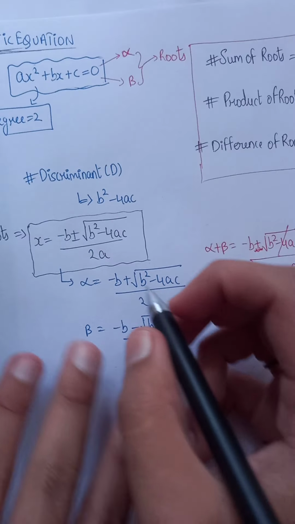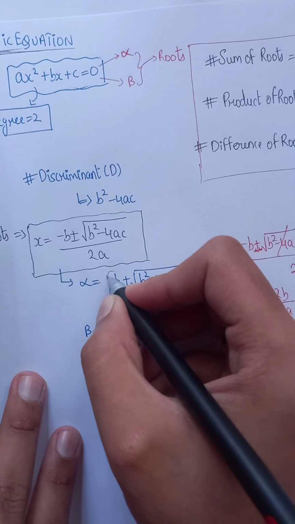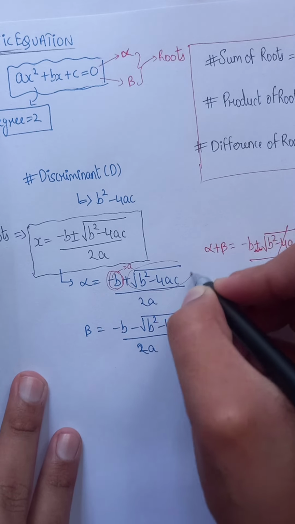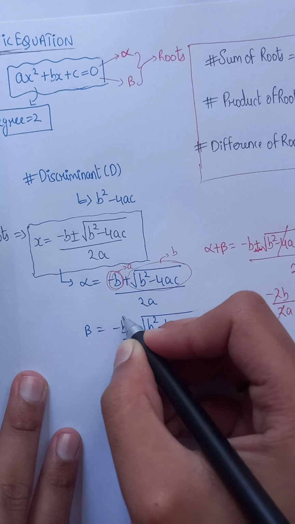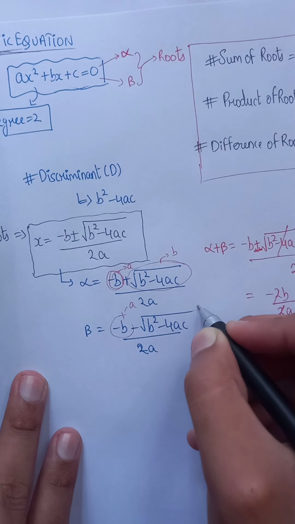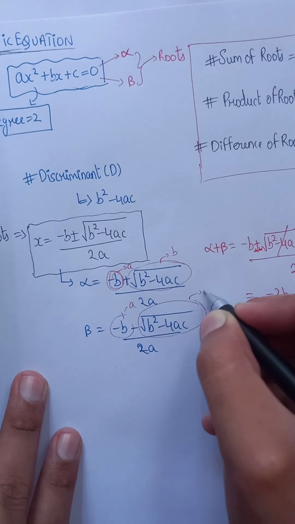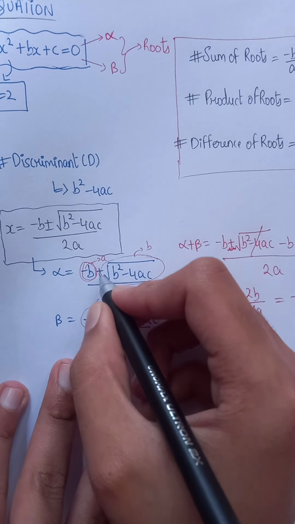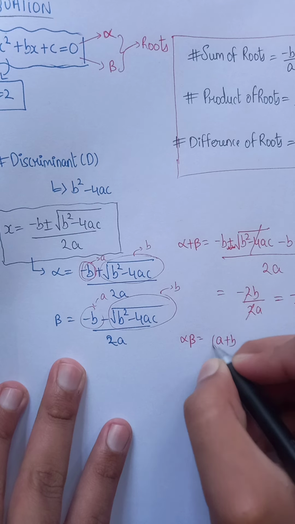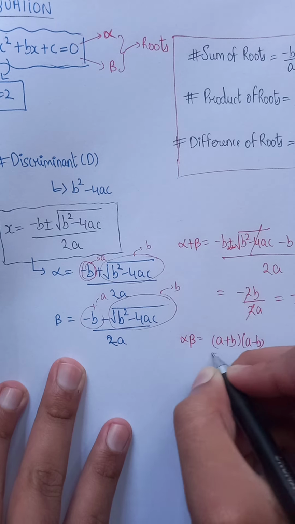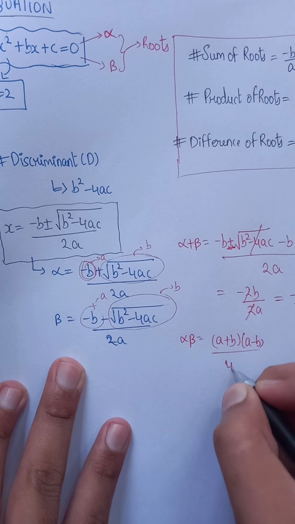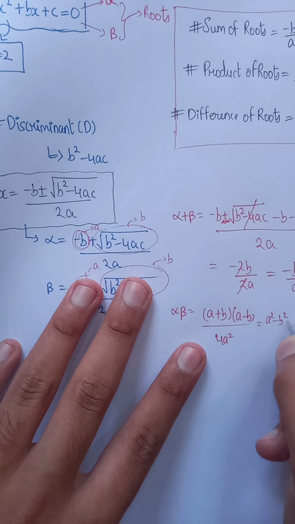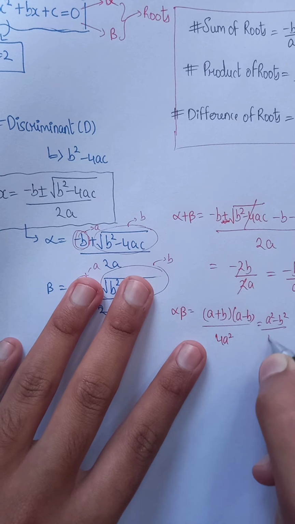Suppose let's take this minus b, we can consider minus b as a and this whole as b. So in alpha beta, what are you doing here? A plus b into a minus b upon 2a into 2a, 4a square. A plus b into a minus b is a square minus b square upon this one, 4a square.